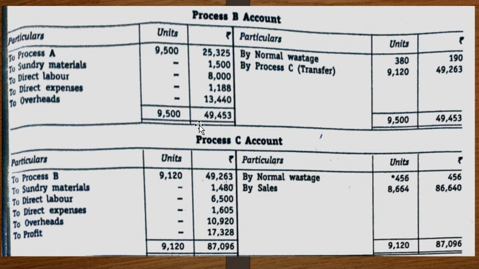So now let us prepare your process C account. In process C account, the output of process B will be an input for process C. So to process B account, from where you have taken this amount from process B. That is why we write to process B account. So what is that process transferring? How many units is it transferring? 9,120. So we are considering here 9,120. So what is the balancing figure here? 49,263.